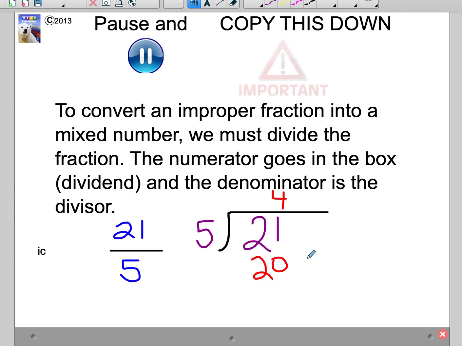And then what do we do next with division? Remember we said we're going to divide and subtract? We have to figure out if we have anything left over. Well, 21 minus the 20 now gets us 1.